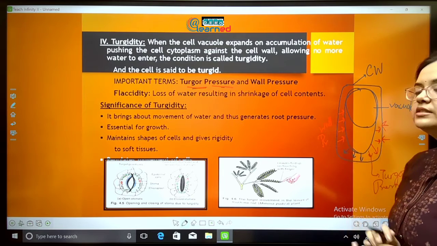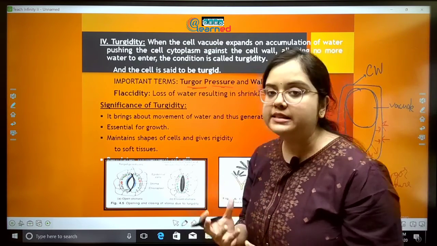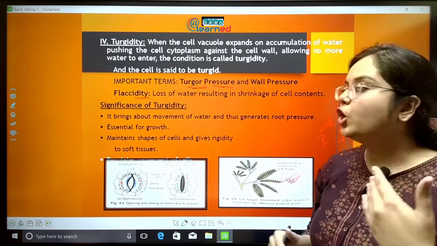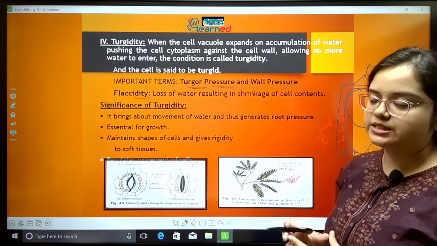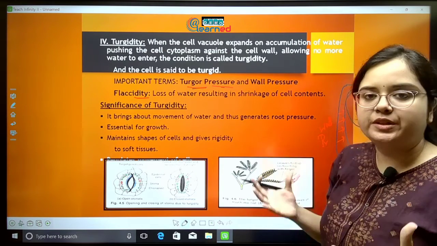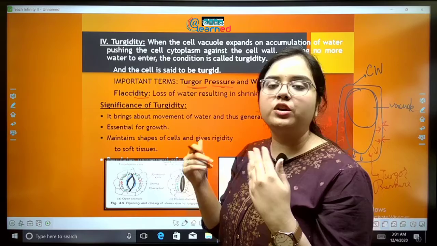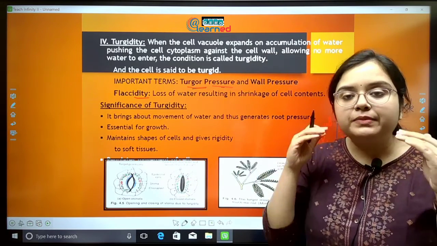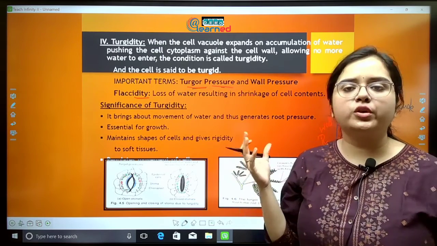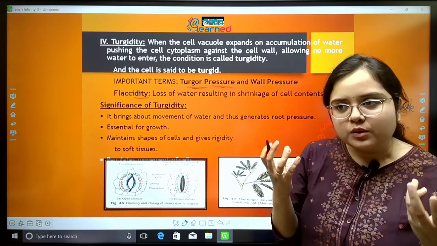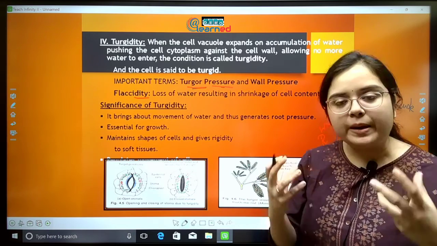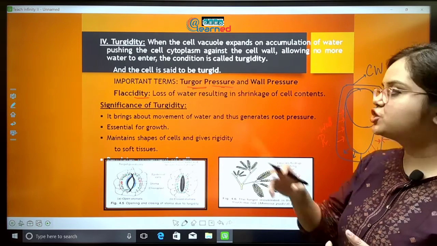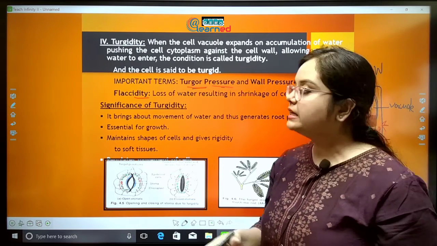So this is the significance, these are the definitions of turgidity. Then flaccidity. What is flaccidity? Flaccidity is the loss of water resulting in shrinkage of cell contents. As the cells are taking up water, they are becoming turgid, and when the cells lose water, suppose a lot of evaporation, a lot of transpiration is happening on a hot sunny day, the plant cells will give out the water and they will turn flaccid, they will wilt, they will crumple down, they will look dry. So that condition is known as flaccidity, loss of water due to shrinkage in cellular contents.